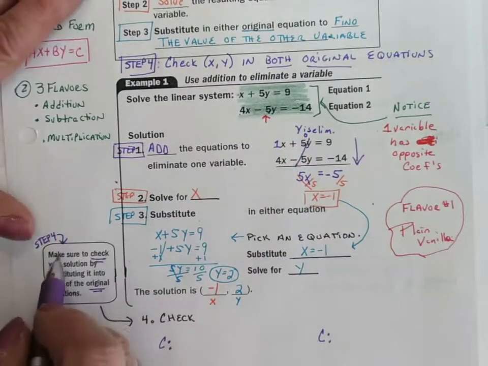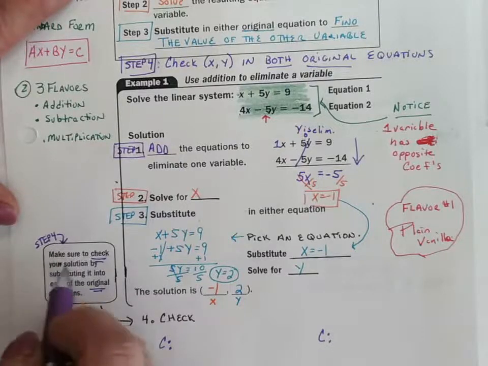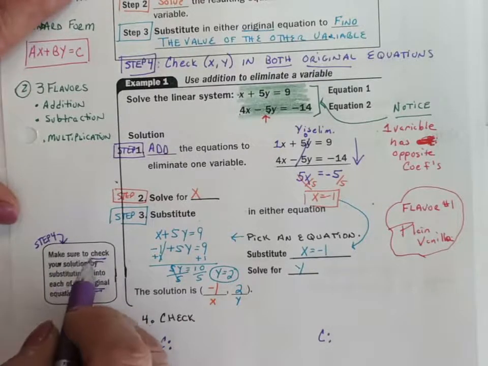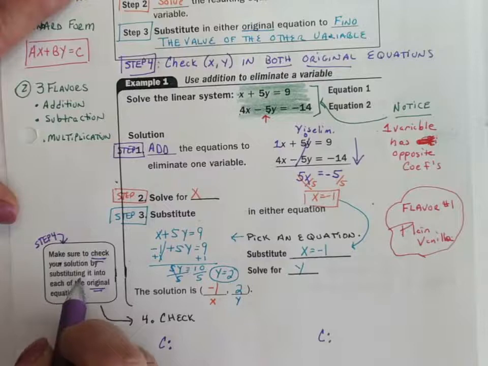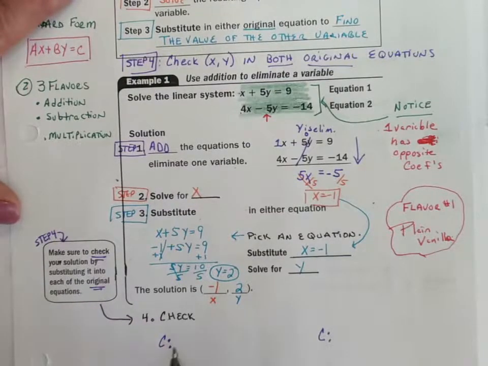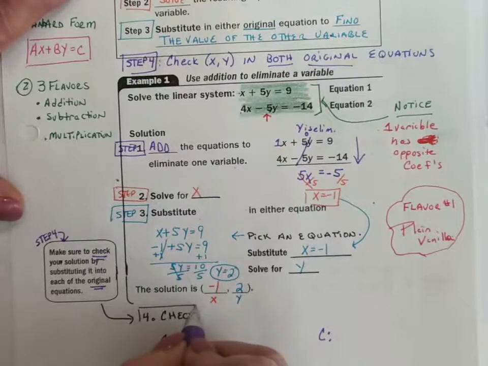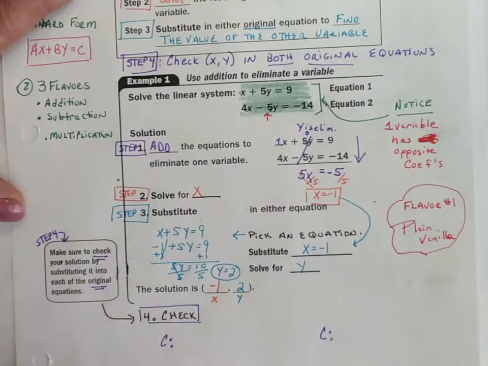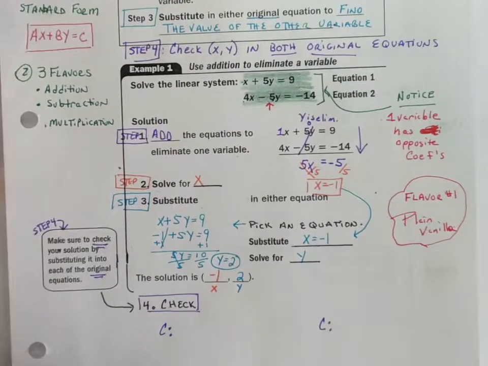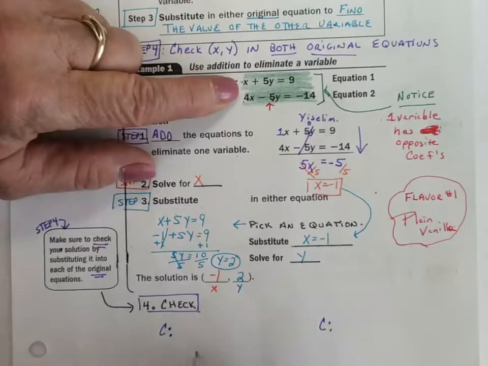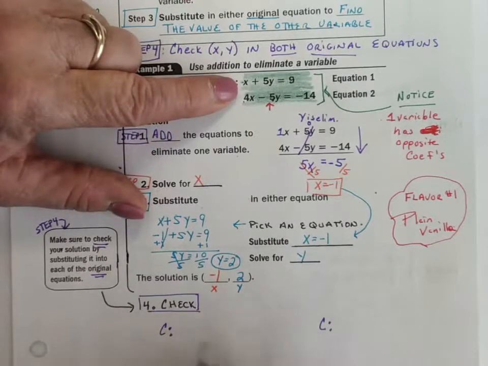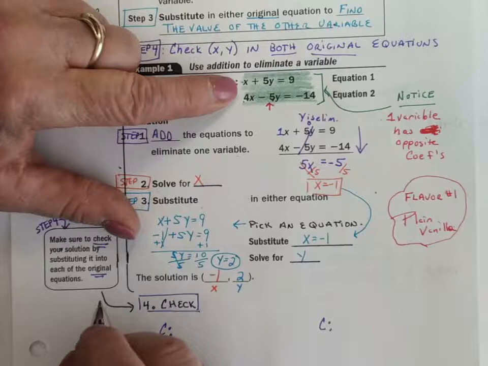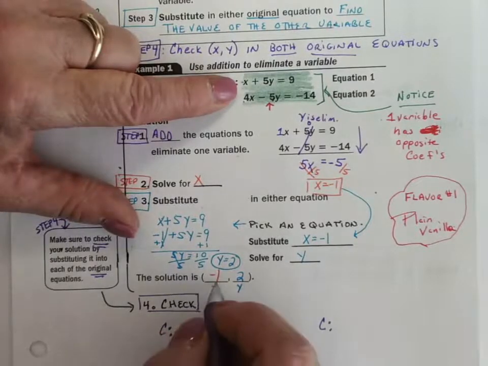Now you can see down here, this is for step 4. Make sure to check your solution by substituting it into each of the original equations. So step 4 is check. So I'm going to go back to the first equation, put little c's in front of it so that you know that you're checking two different equations.